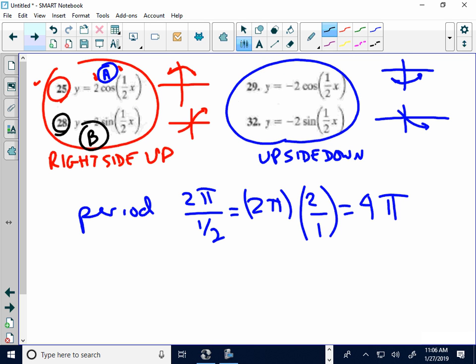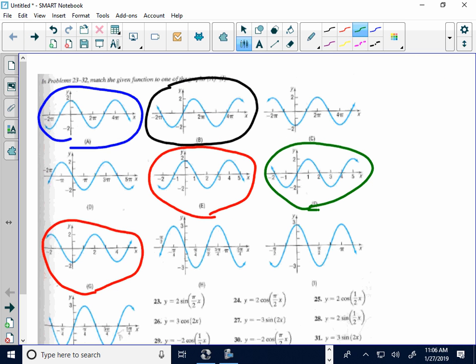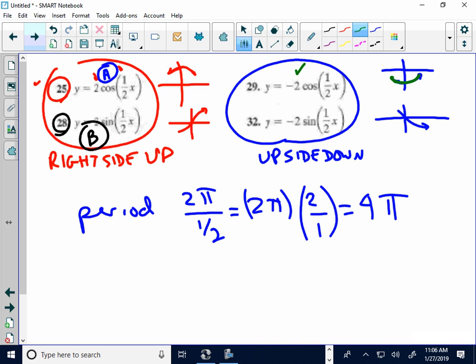Okay, 29. Now this is an upside down cosine wave. Upside down cosine wave looking like this. Amplitude 2, period 4 pi. Upside down cosine. Here we are, right here. This is it right here. There's the period. Yes, it's upside down, so that's choice C. So this is choice C here.